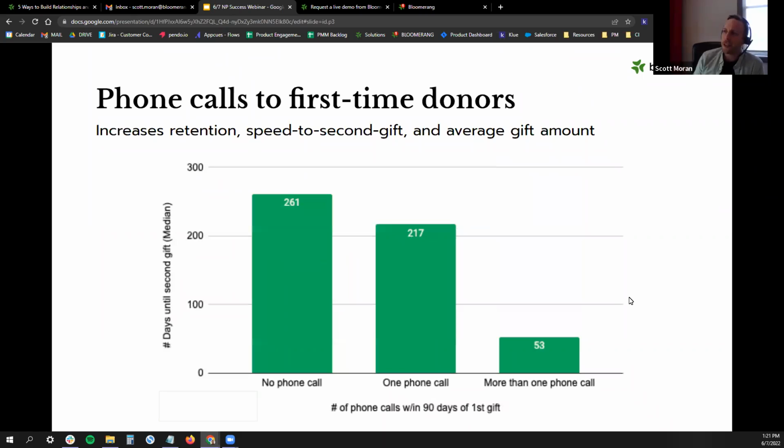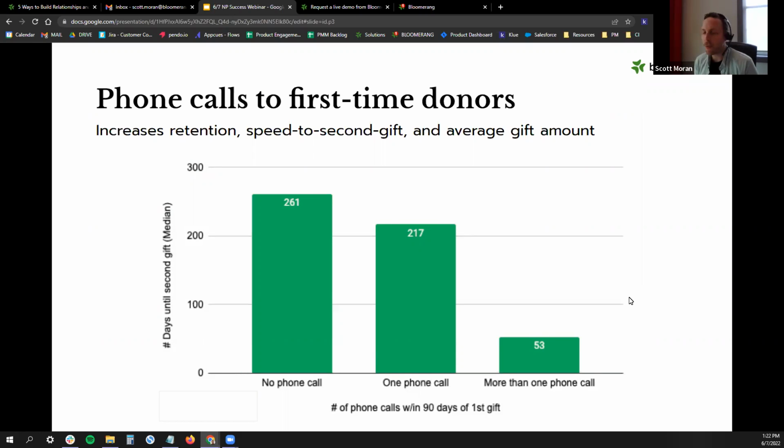And just to continue to drive this point home, look at the speed of the second gift with a call. With no phone call, the average time to the second gift is around 260 days. So you're looking at almost 2 years, or excuse me, almost a full year. Then with one phone call, you're dropping to 217. And then with multiple phone calls in less than 90 days, you're getting it in less than 2 months.